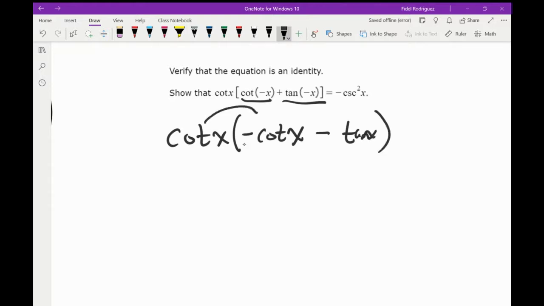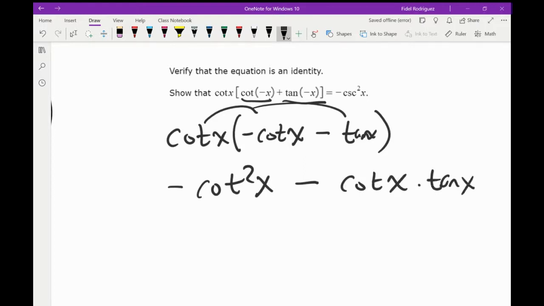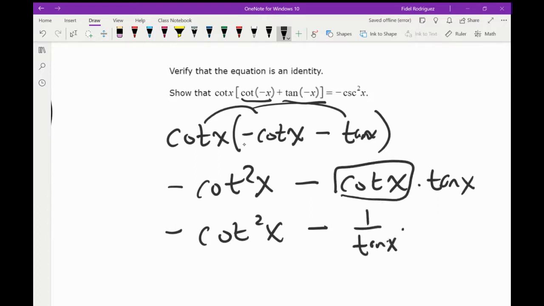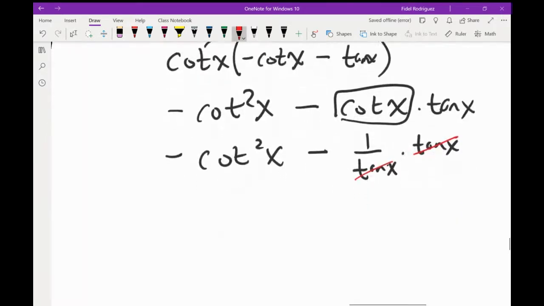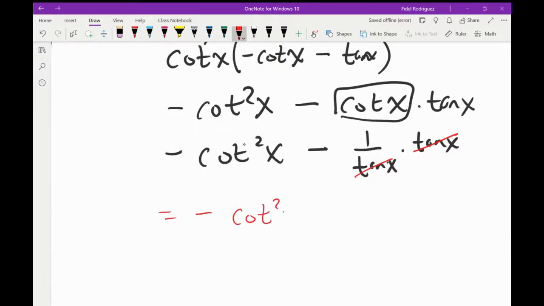And then what I would do is say, well, look, let's go ahead and start multiplying. So when I multiply, this is going to be a negative cotangent squared x minus cotangent x times the tangent of x. Now remember, I can rewrite cotangent as 1 over tangent of x times the tangent of x. So what's going to happen with those tangents? They're going to cancel out. So I would say this is a negative cotangent squared x minus 1.